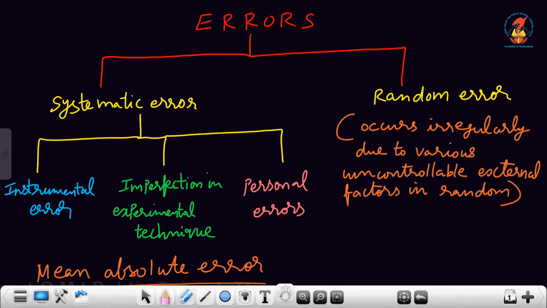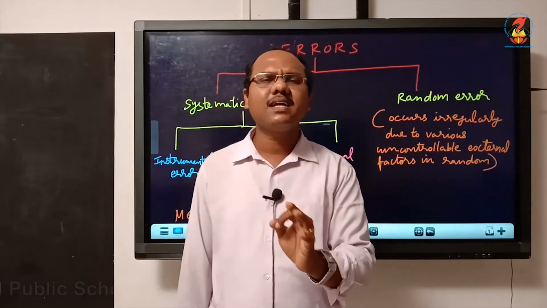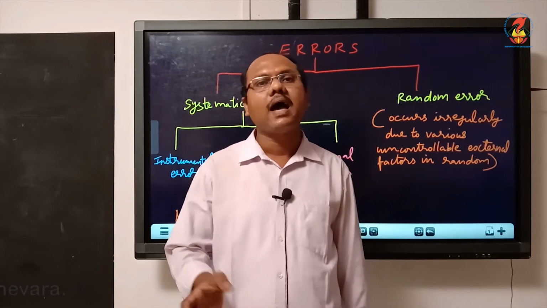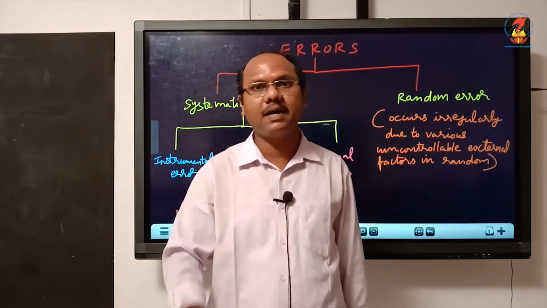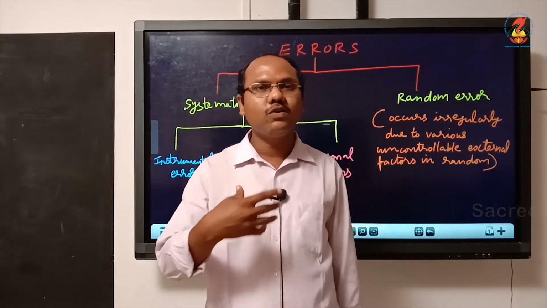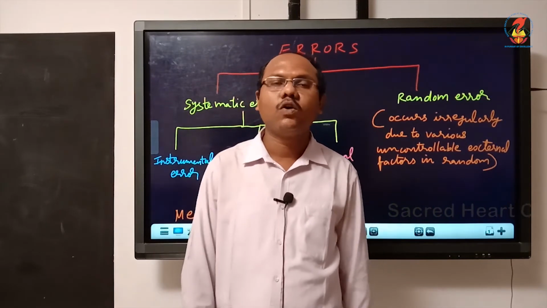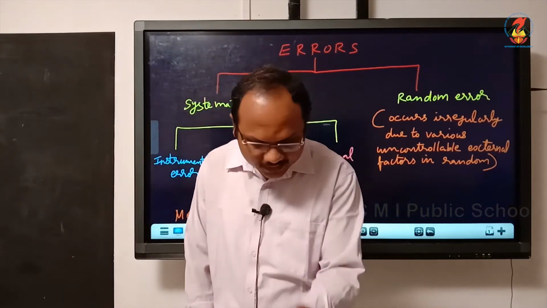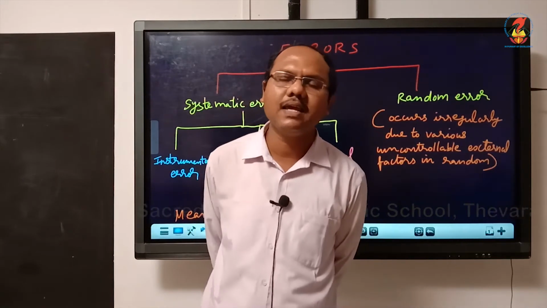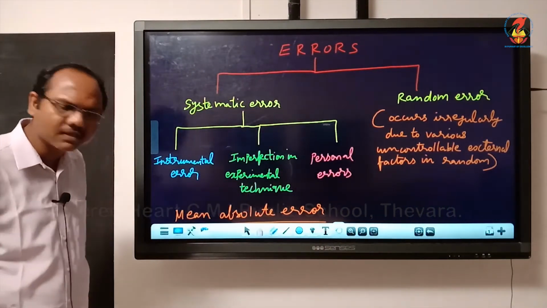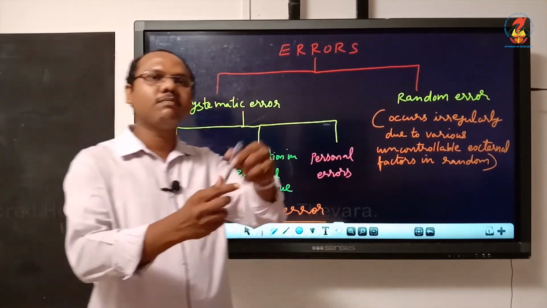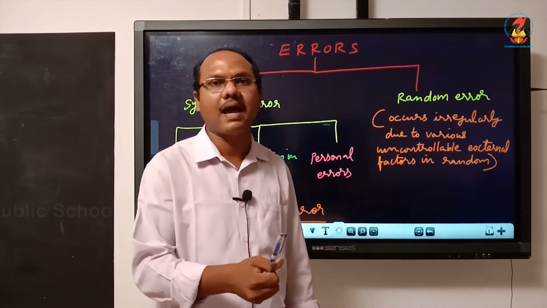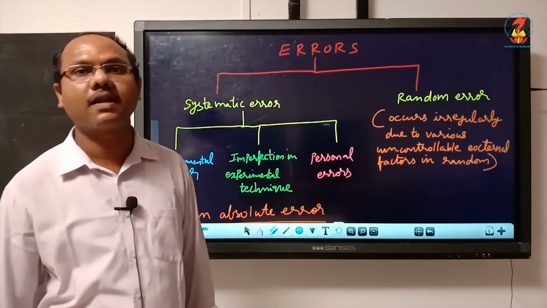Third one, personal error. Personal error is due to a person. The person knows how to take the reading, and has the correct apparatus also, but due to his negligence or carelessness, he will take the reading wrongly. He knows we have to take the voltage reading like this normally, but he is very careless. He will stand like this and take the reading like this. Now he knows how to keep the thermometer, but he is least bothered. He just puts the thermometer like this and takes the reading as per his wish. That is personal error.